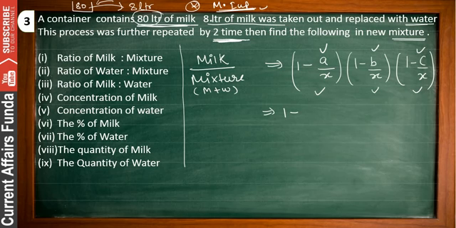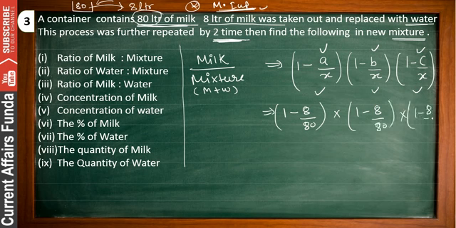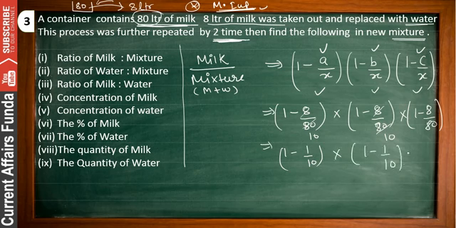1 minus a, that means 8 liter, so we will use 8 divided by 80, and again multiply with 1 minus b. What will be b? B again is 8. So it will be 8 divided by 80, and again 1 minus 8 divided by 80. When you solve this, you will get 1 minus 1 by 10, because 80 is 10 times 8, again and again 10 times. So we get 1 minus 1 by 10, and it will be 3 times: 1 minus 1 by 10 and again 1 minus 1 by 10.